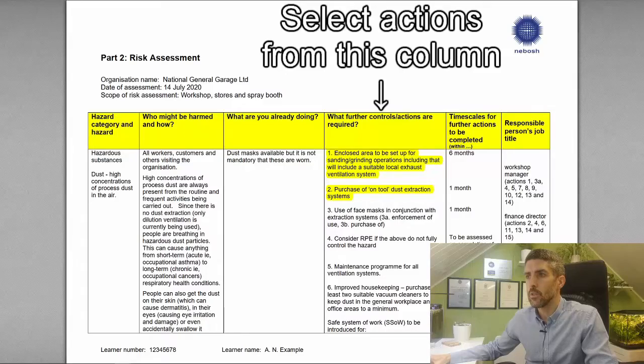For part 3 of the risk assessment project, what you need to do is to select 3 actions that you're going to go on to justify why you've chosen those 3 particular actions. The actions that you're selecting are from column 4, so this column here. You're not selecting 3 hazards from column 1, so what you need to do is basically have a look through and select your 3 highest priority actions.